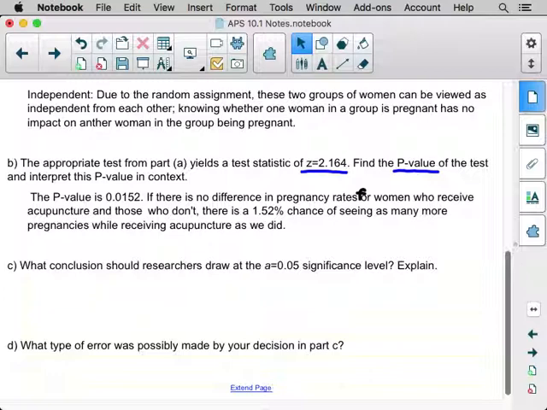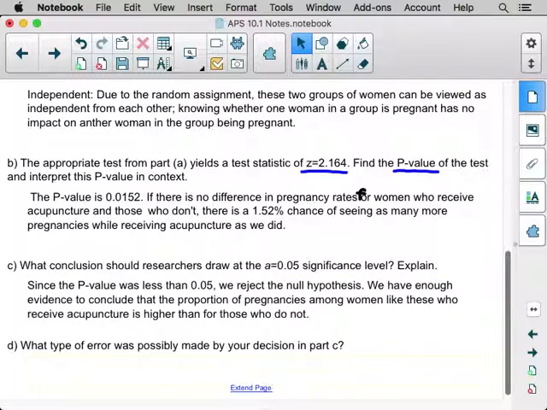All right. What conclusion would we draw here? We would reject the null. Okay. So because our p-value is less than 0.05, we reject the null. What does that mean? We have evidence. Yes.